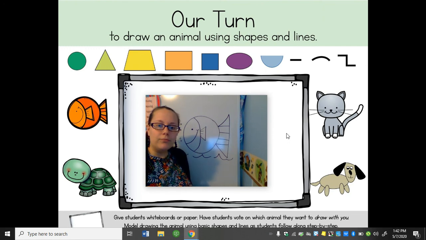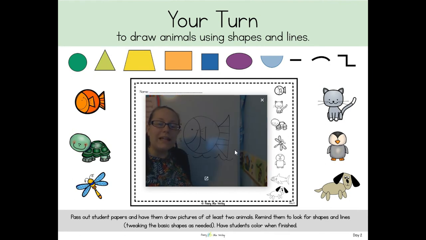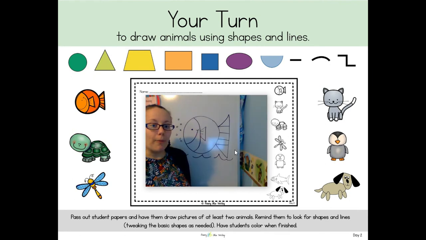But now, it's your turn to try drawing an animal all by yourself. On this page, you have a choice from a fish, a turtle, a dragonfly, a cat, a penguin, or a dog. You could also draw a different animal if you would like, but I would love for you to try to draw an animal on your own and send the picture to Miss Sewell. Remember, you want to use the shapes that you know to draw animals. And as long as you try your hardest, I bet your picture will be the best ever. Can't wait to see what kind of animals you come up with.